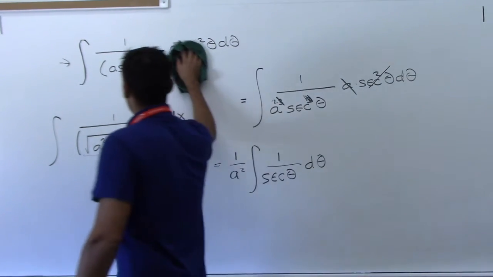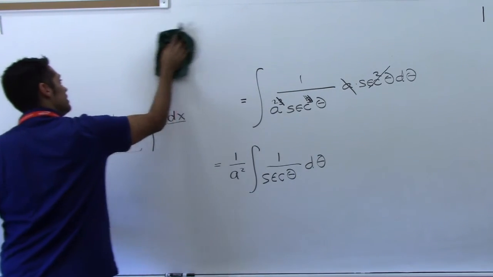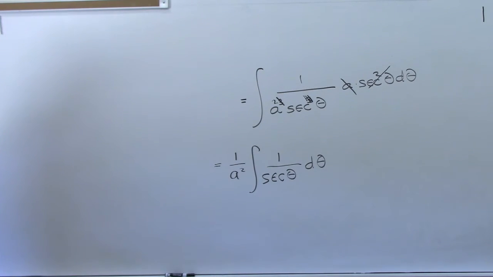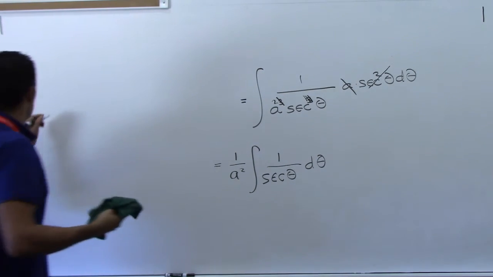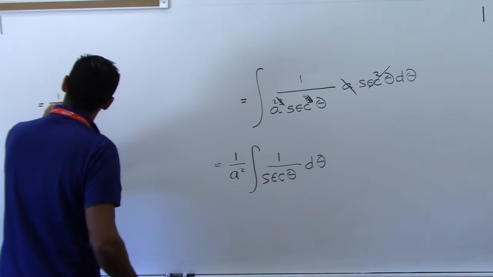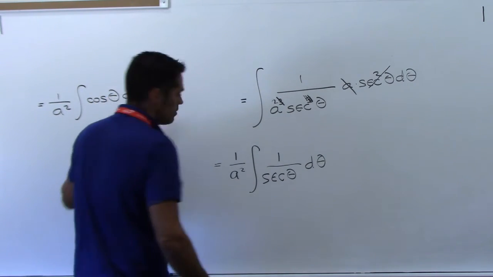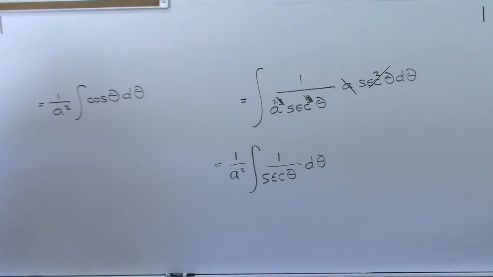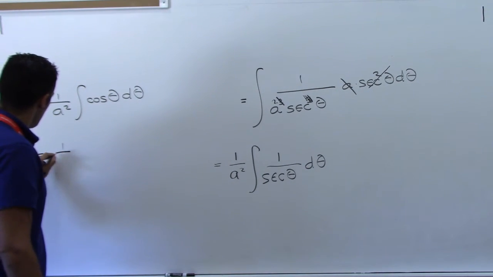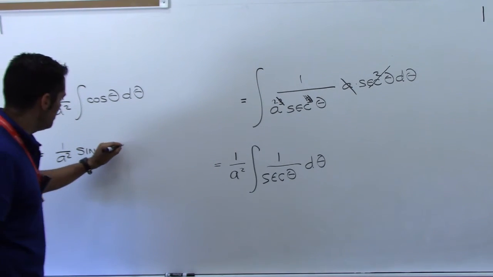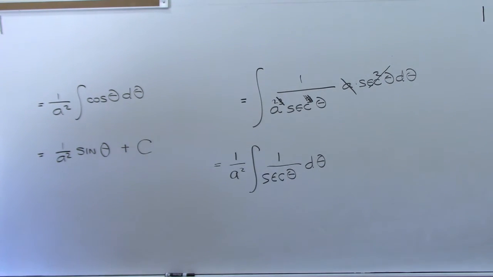1 over secant is cosine, right? So 1 over a squared integral cosine theta d theta. Zach, are you good? All right. And that one, the antiderivative of cosine, it's about as clean as it ever gets, right? You don't even have to worry about the sign, the positive, negative, or anything like that. And that's it, right?